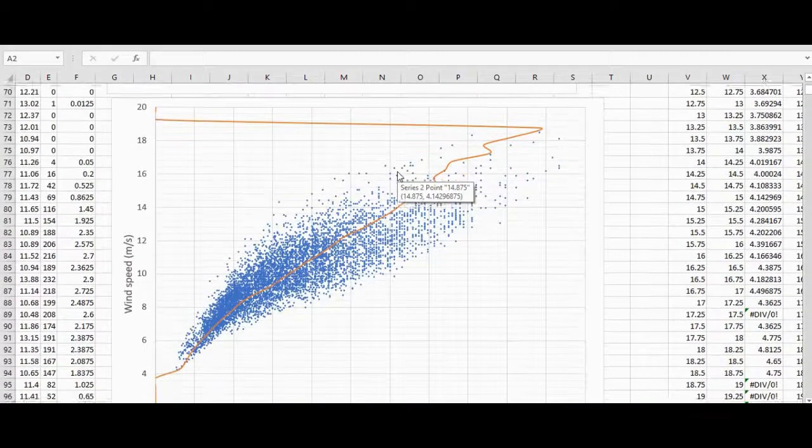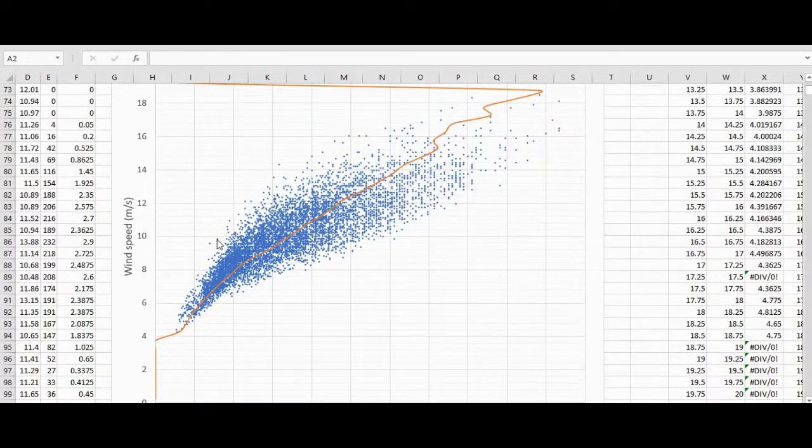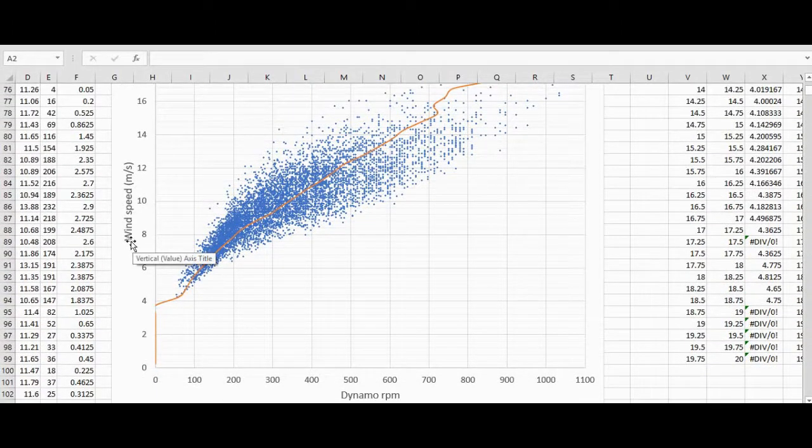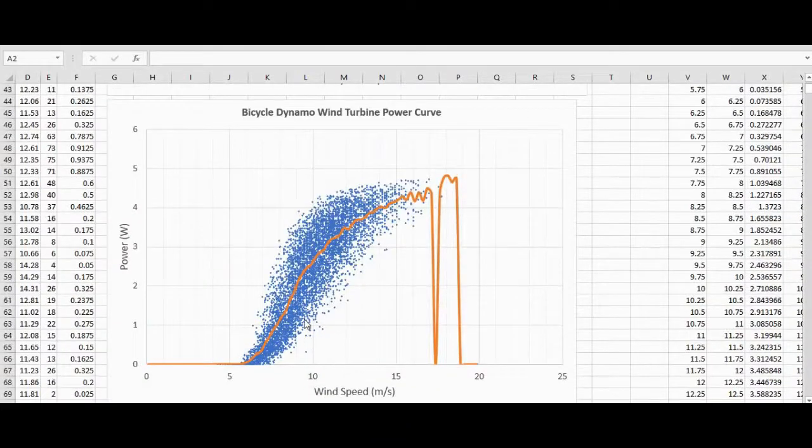And you can also create this graph here, which is the wind speed against the turbine RPM, and from that you can calculate the tip speed ratio. You can also get the efficiency from power and wind speed as well.